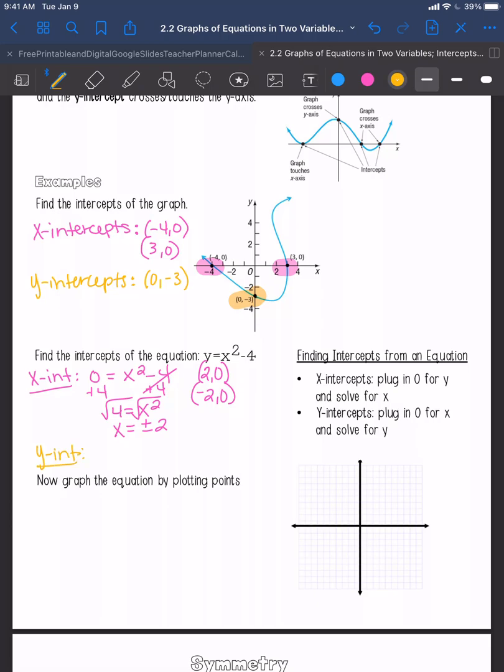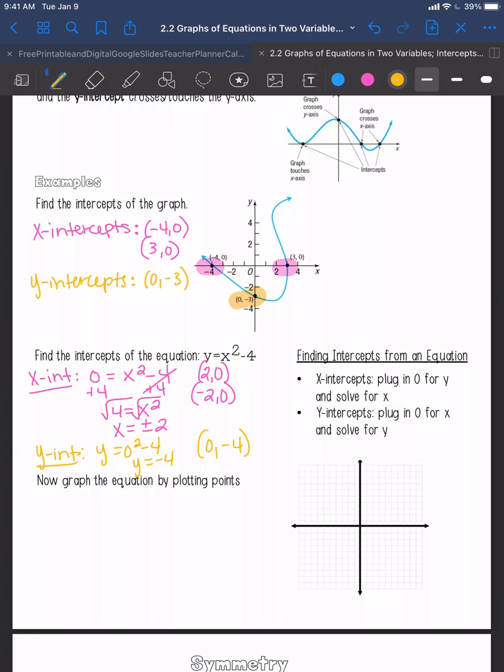Our y-intercept, we're going to plug in 0 for x, so y equals 0 squared minus 4, so y equals negative 4. So our y-intercept is (0, -4). So notice for my y-intercept, my x is 0. For my x-intercept, my y value is 0.